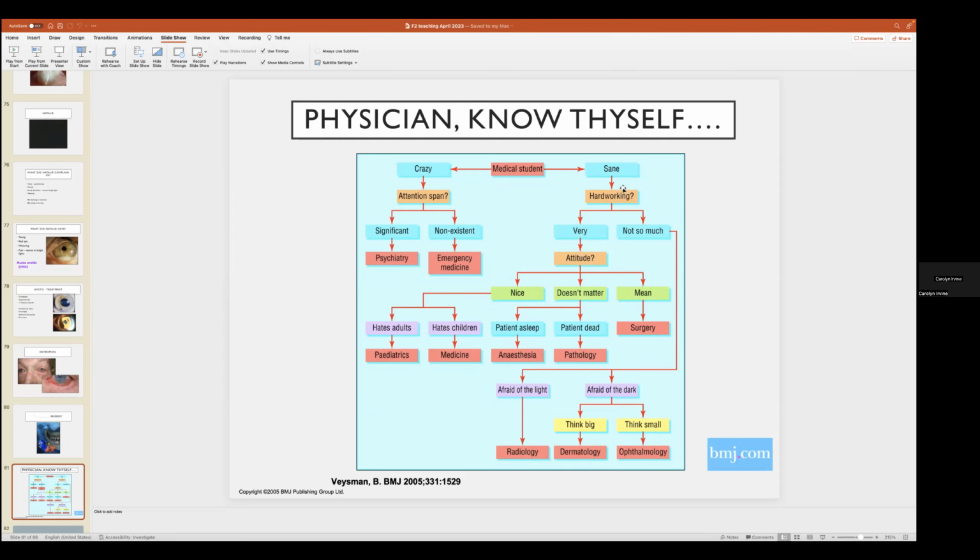And then if you take the sane side, going right down this side of the algorithm, you can get radiology if you're afraid of the dark, then you go into ophthalmology or dermatology. And then if you're a bit crazy and you haven't got much of an attention span, you might end up in A&E or psychiatry.